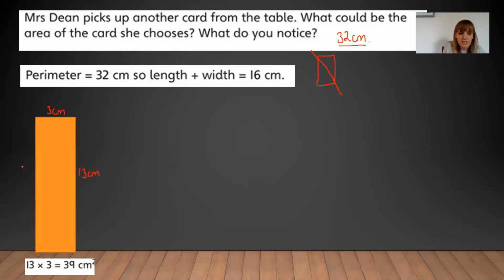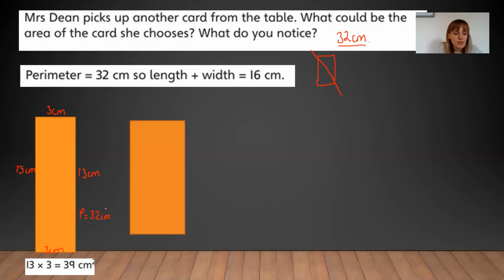Because if this is 13 centimetres, this must be 13 centimetres. If that's 3, this must be 3. So if I add those all together, well, I can do 13 and 13, 26. Add 3 is 29, add another 3 is 32. So our perimeter is still 32 centimetres. Great. Let's try another one.